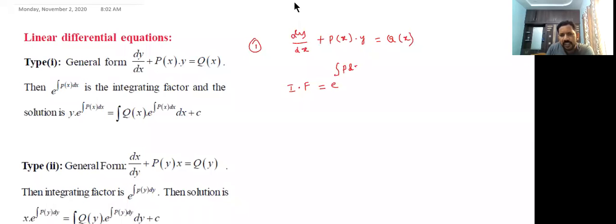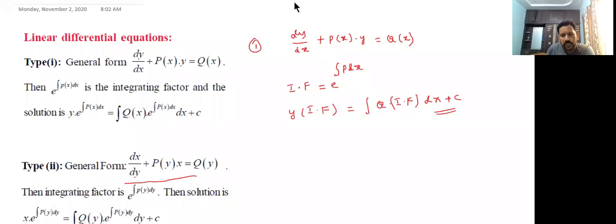After finding the integrating factor, how to find the solution of the differential equation? This is the formula: y into integrating factor is equal to integration q into integrating factor dx plus c. By solving this, we get the answer. Okay, this is type 1.